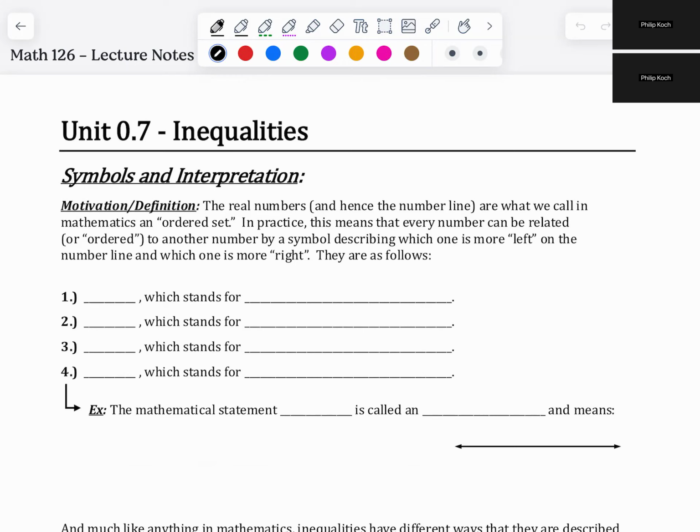In particular, there are four main symbols. There is this one, which stands for less than. We have the less than symbol, but then a bar underneath it. That's less than or equal to. Then you have the opposite direction. We have the greater than. And then we have the greater than or equal to.